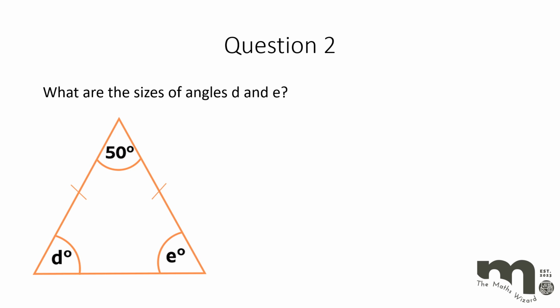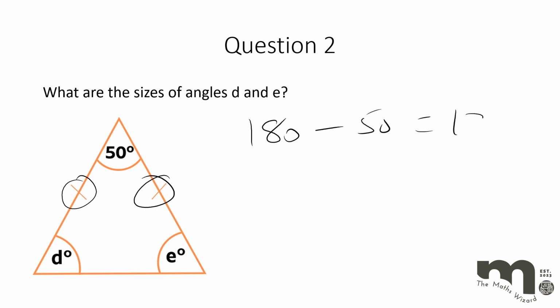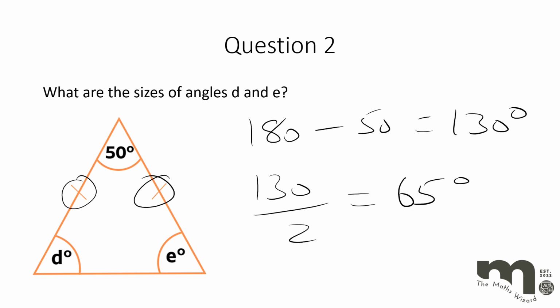Okay, let's take a look then. So we know that one of the angles is 50 degrees, and these lines here indicate that this is an isosceles triangle. So if we take that 50 away from 180, you get 130 degrees. So these two angles are at the base, so they're going to be equal. So you can divide that by 2 and you'll get 65 degrees. So each angle at the base of that isosceles triangle will be 65 degrees.